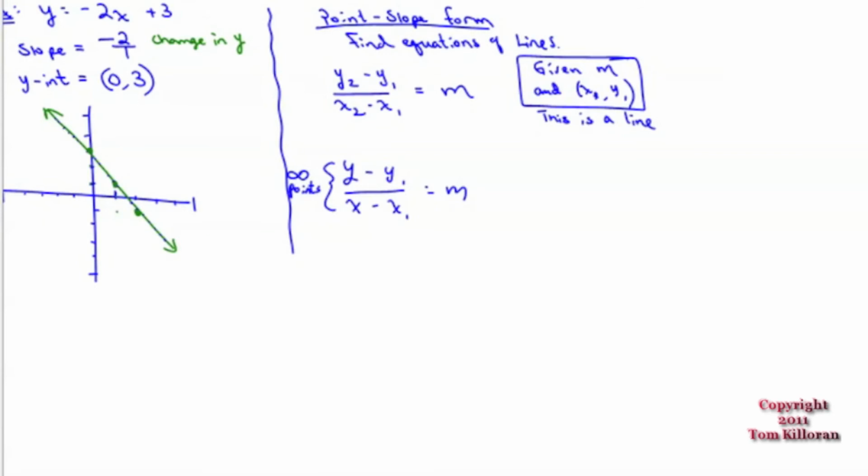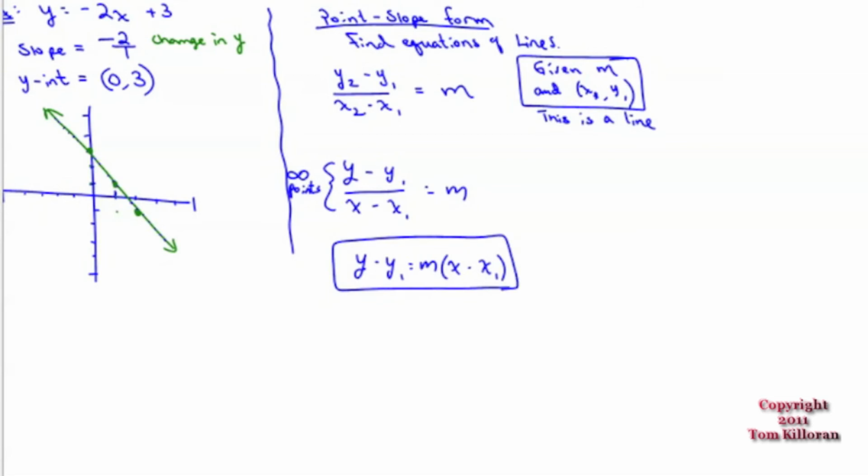Okay. But one thing I don't like about this equation right now is, well, it's a fraction. So how do I get it out of fraction form? Multiply both sides by the common denominator, which is what? What's in the denominator? x minus x1. So if I multiply that on both sides, what you're going to get is y minus y sub 1 equals m times x minus x sub 1.